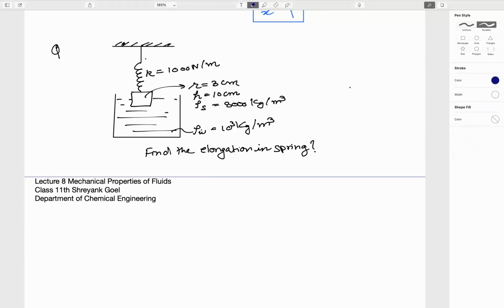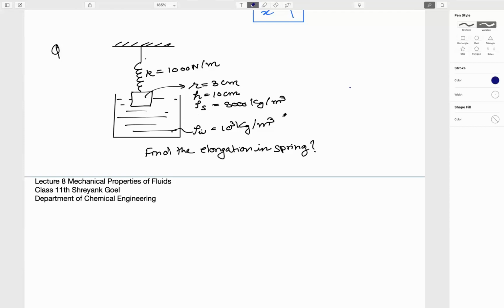So the question is, there is a massless spring that is connected to a block of radius 3 centimeter and height 10 centimeter. So it's a cylindrical block, whose density is 8,000 kg per meter cube. The density of water is 1,000 kg per meter cube. We need to find out the elongation in the spring. And it was given that this block is floating here.